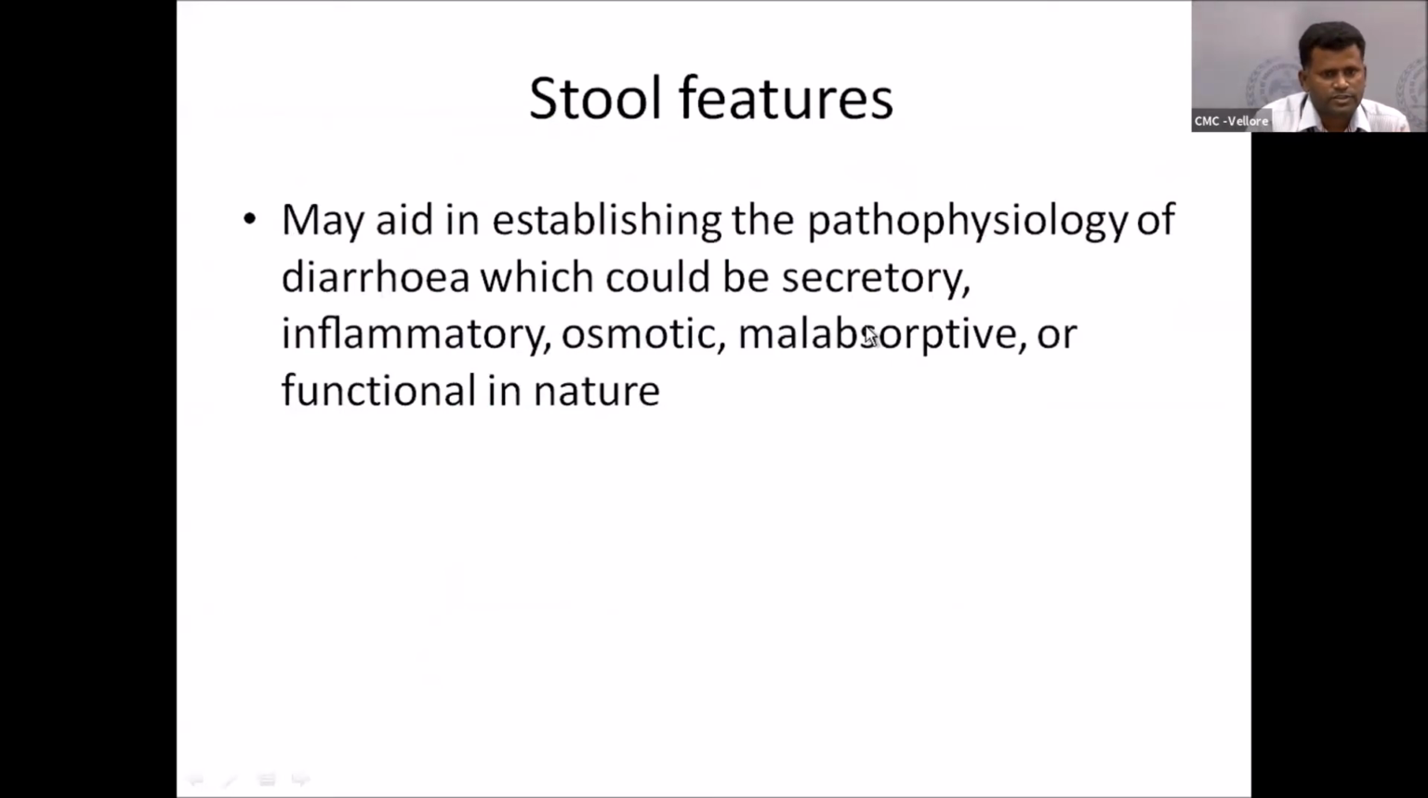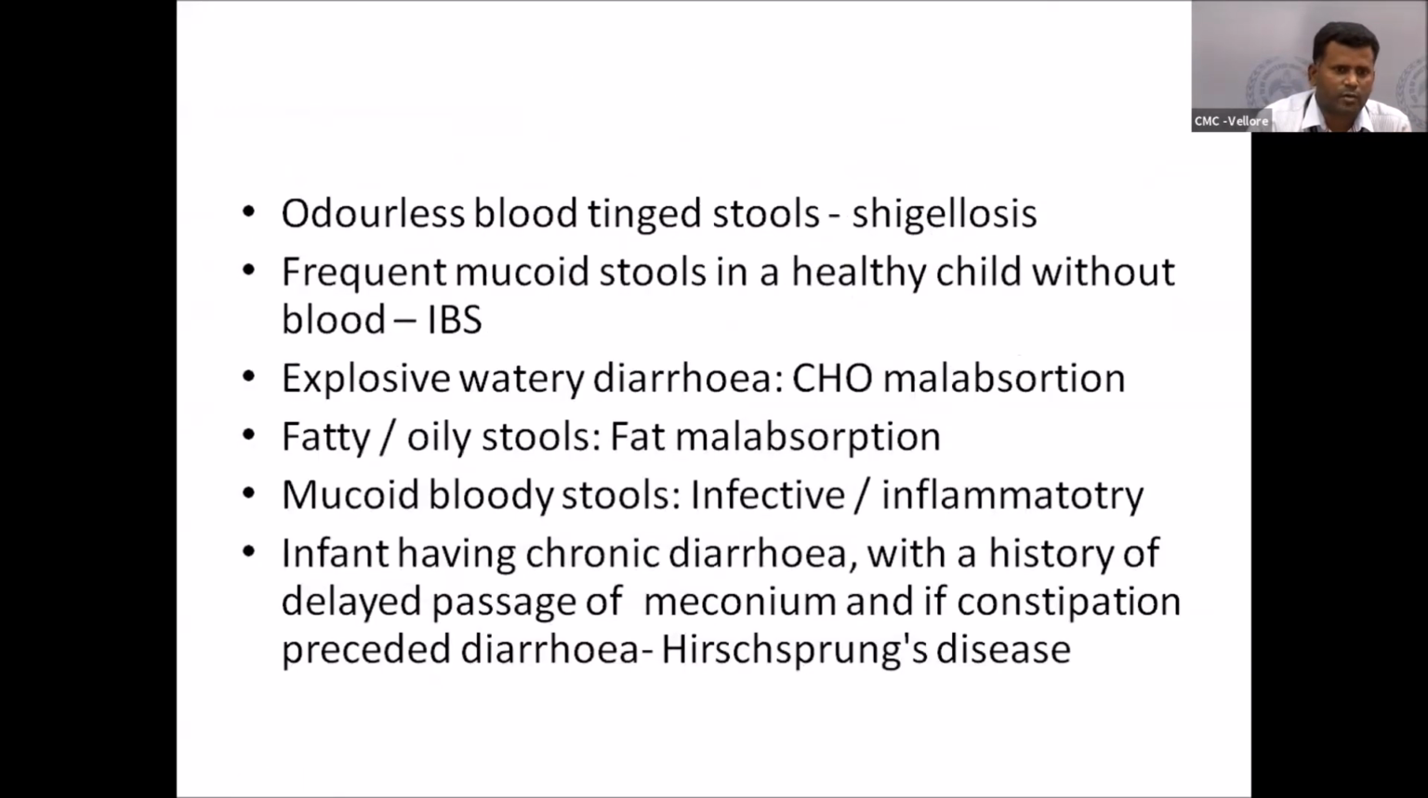So stool features, as I told, say if it's odorless blood-tinged stools, it's more of infection. But if it's mucoid stools in a healthy child without any blood, then we should think of irritable bowel syndrome. And if it's explosive watery diarrhea, then we should think of carbohydrate malabsorption. And fatty or oily stools is straightforward, we should think of fat malabsorption. Mucoid bloody stools could be infective or inflammatory, like IBD.